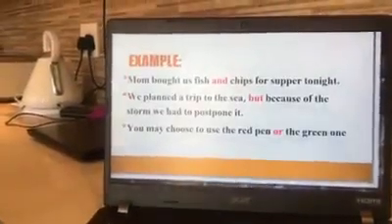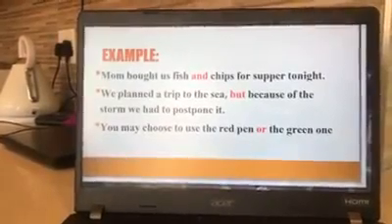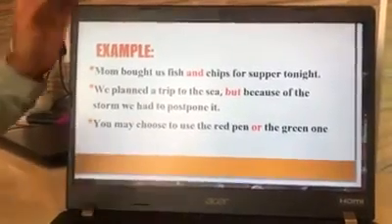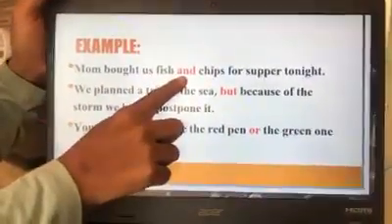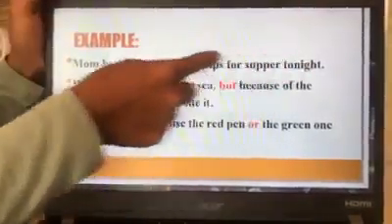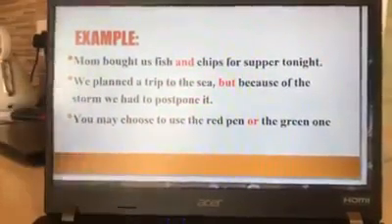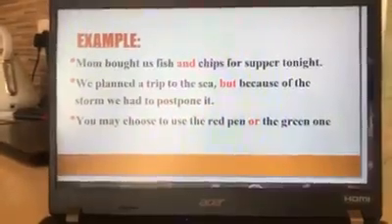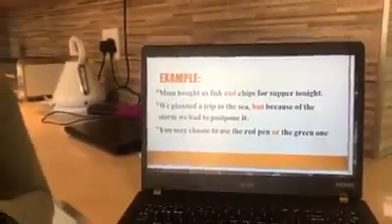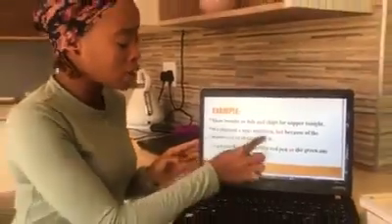All right, here are a few examples that I gave. We have: Mom bought us fish and chips for supper tonight. As you can see here, the conjunction "and" is connecting the fish and the chips. Next: We planned a trip to the sea, but because of the storm, we had to postpone it. As you can see, the word "but" is joining the 2 sentences.